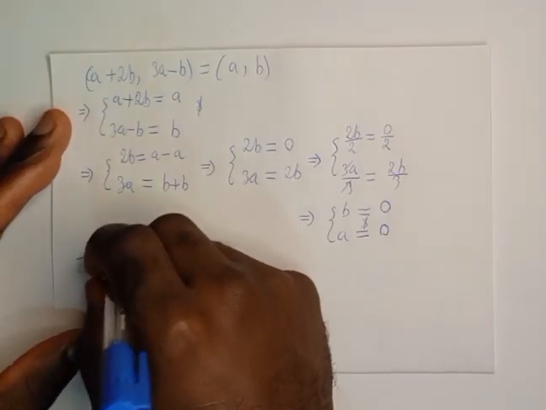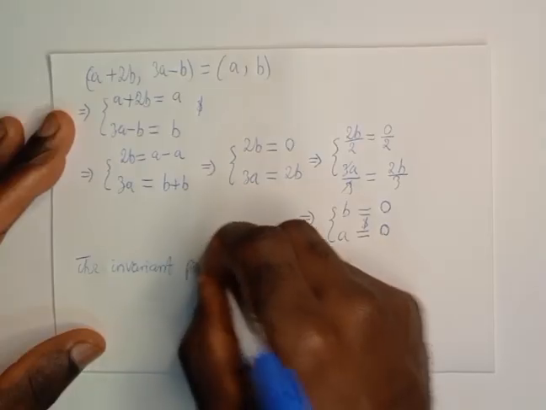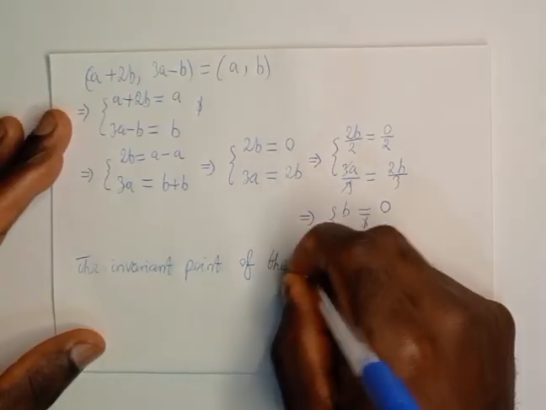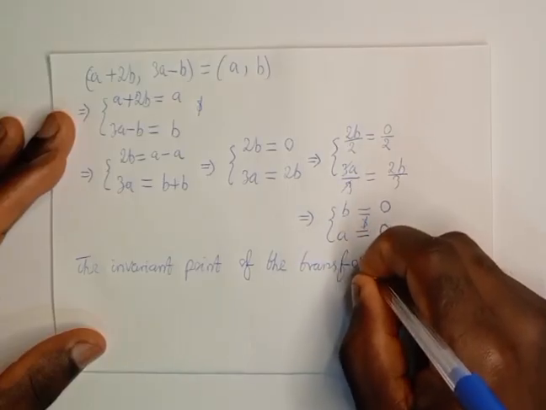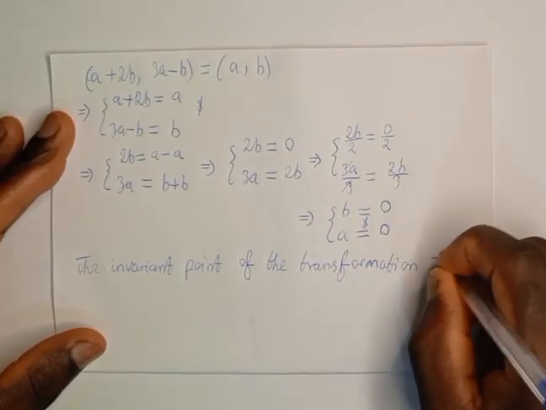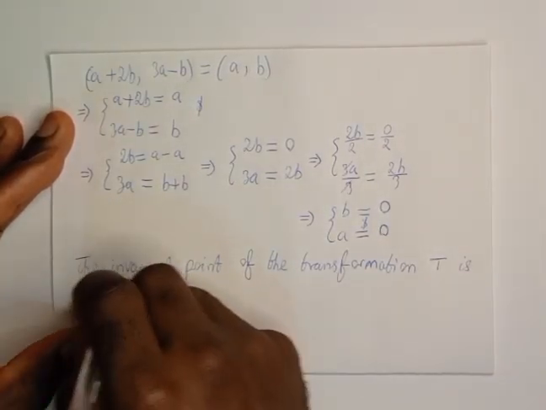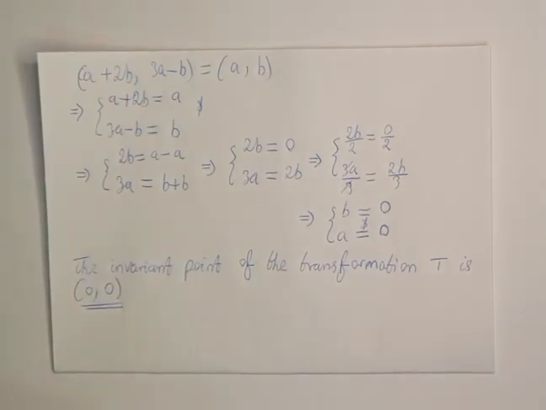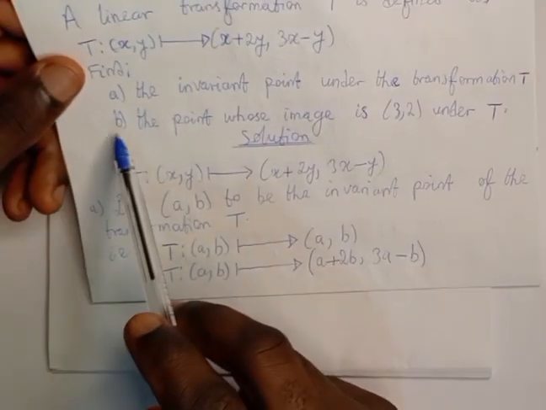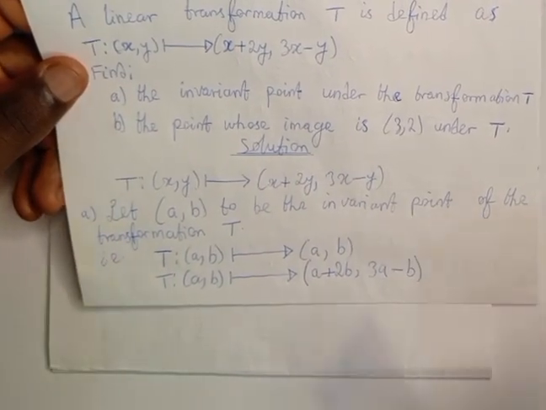The invariant point of the transformation T is (0, 0). That means this point remains unchanged after undergoing the transformation T. We move now to question B. For question B, we have to find a point whose image is (3, 2) under T.